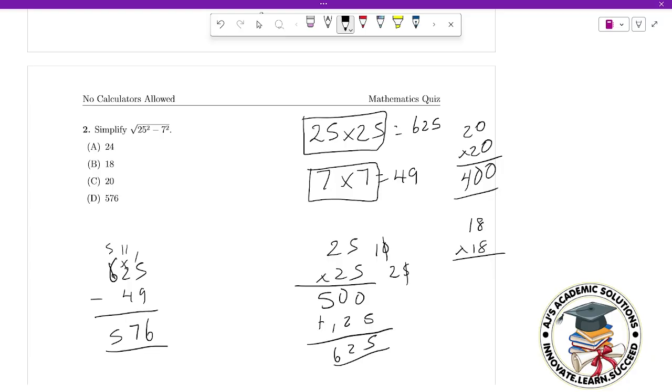So 18 times 18. Remember again, you have to do a placeholder. So I put 0. 1 times 8 is 8. 1 times 1 is 1. 8 times 8 is 64. So this is 4. 8 times 1 is 8, and 4 is 16.